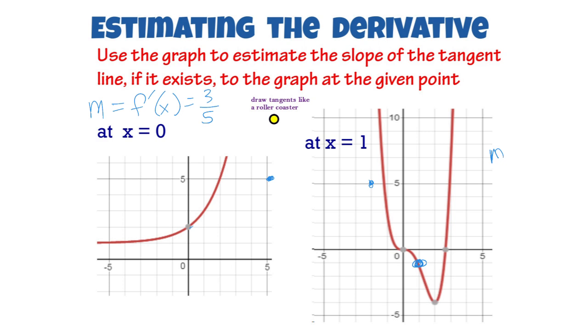So my slope, which is my derivative, would be going down 6 over 3. That's a -2 slope. So hopefully you're close to that. You don't have to be exact, but that's what we want to do.